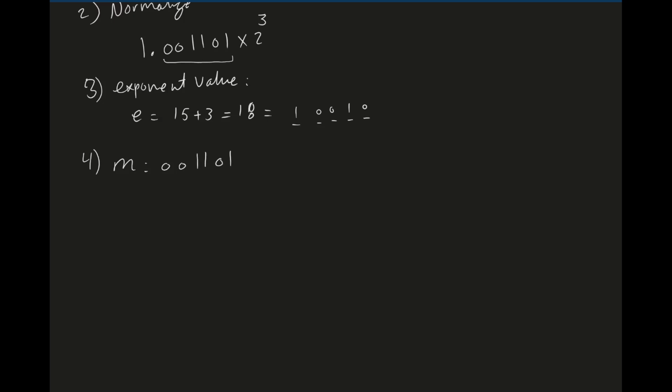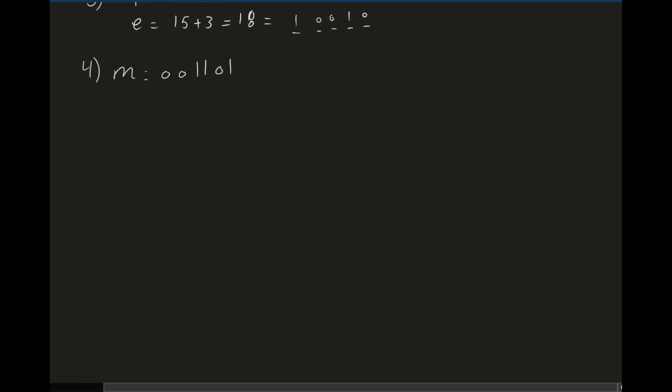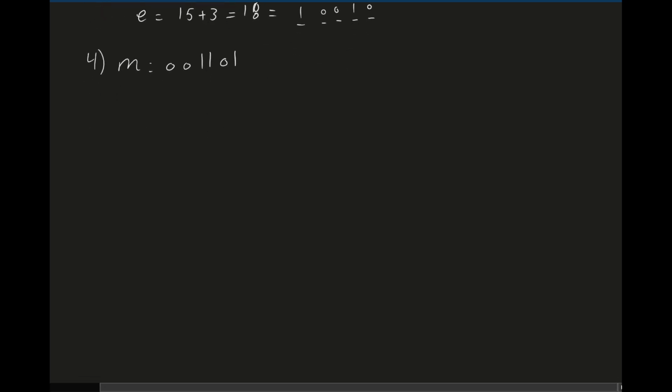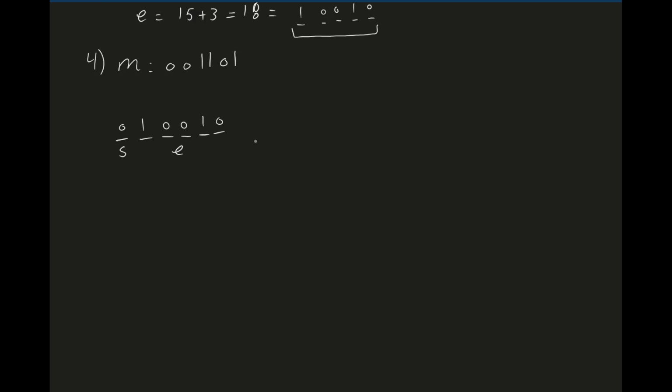Now I can write my number in the IEEE format. So the sign for this number is 0 because the number is positive. So the first bit, which is the sign bit, is 0. And then the next 5 bits are the power, 1, 2, 3, 4, 5. This is the one we calculated. So this is 1, 0, 0, 1, 0. This is the exponent. And then the mantissa are the remaining bits. So like I said, there are 10 digits for the mantissa: 1, 2, 3, 4, 5, 6, 7, 8, 9, 10.